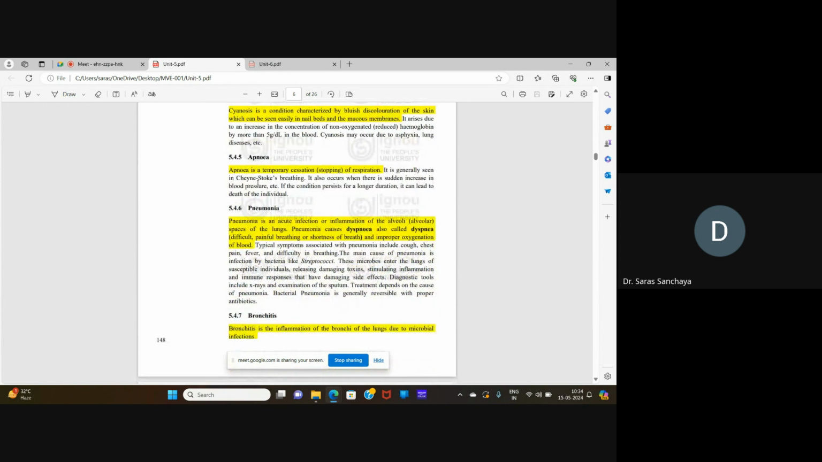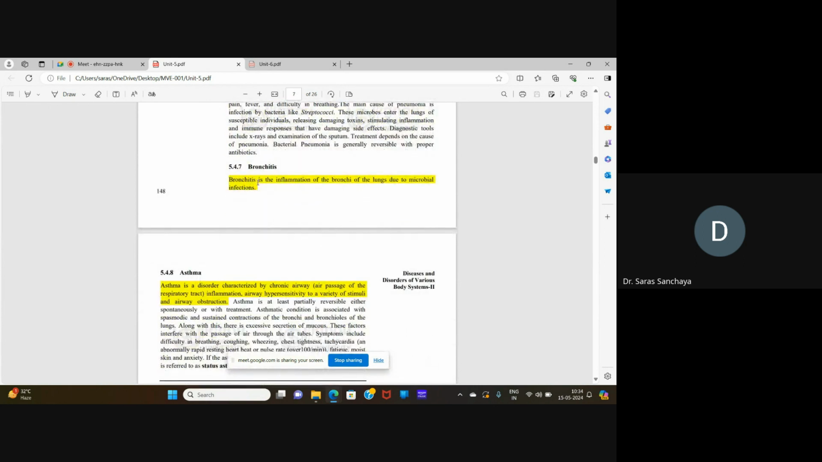Then pneumonia, which we discussed in previous unit also. Pneumonia is an acute infection or inflammation of the alveoli, that are the alveolar spaces of the lungs. Pneumonia causes dyspnea and improper oxygenation of the blood. Then we come to bronchitis. Bronchitis is the inflammation of bronchi of the lungs due to microbial infections. Asthma. Asthma is a disorder characterized by chronic airway inflammation, airway hypersensitivity to a variety of stimuli, and airway obstruction.